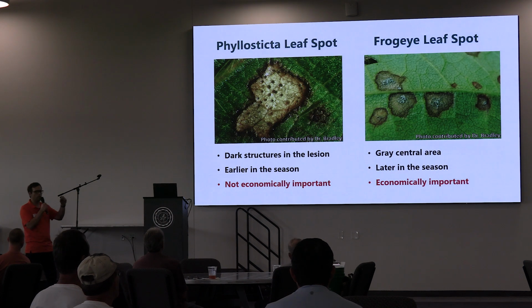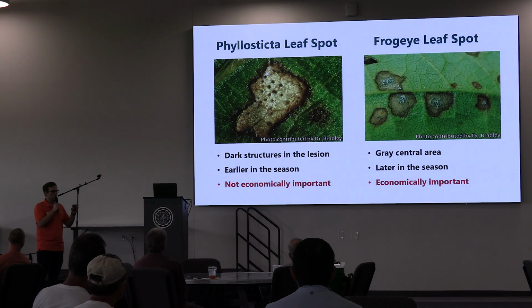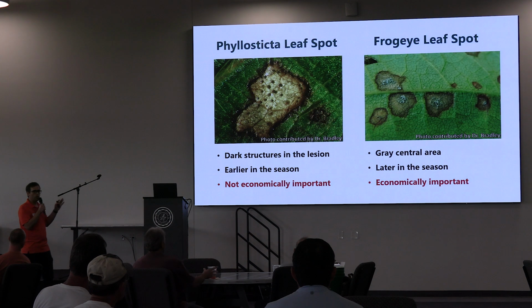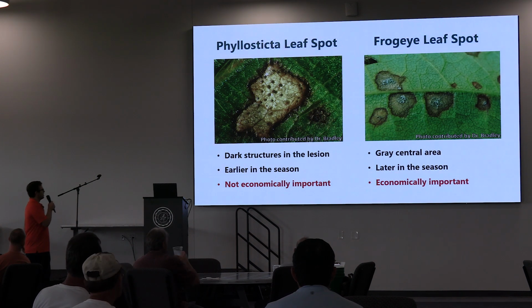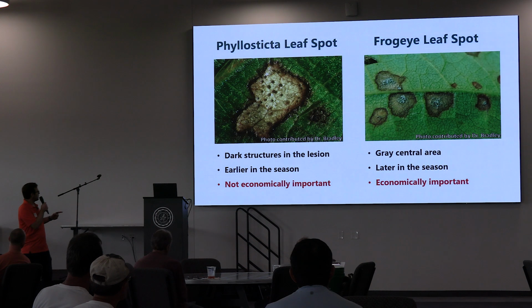We have a gray discoloration or a gray center. So it's important to distinguish both diseases because Phyllosticta is not economically important and frogeye can be destructive. So also Phyllosticta will show earlier in the season when compared to frogeye leaf spot.